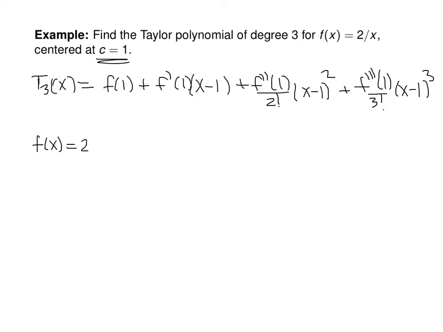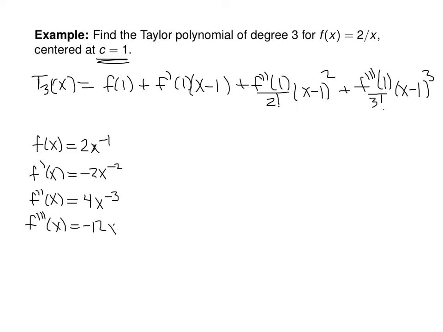f of x, 2 over x, is the same thing as 2x to the negative 1. So the first derivative is negative 2x to the negative second. The second derivative is positive 4x to the negative third. And the third derivative is given by negative 12x to the negative fourth. And we'll use those to find this Taylor polynomial.